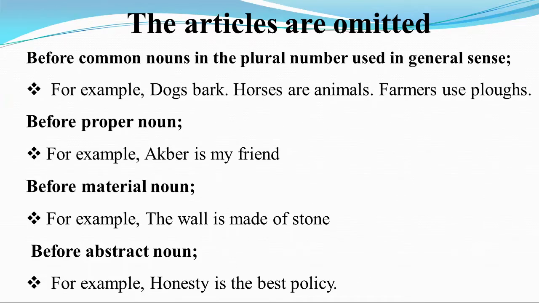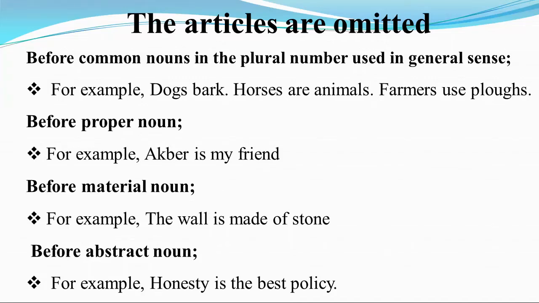Okay, now let's see where the articles are omitted. Articles are not used before common nouns in the plural number used in a general sense, like dogs bark, horses are animals, farmers use plows. We will not use any article with dogs, horses, and farmers because they are used in a general sense here. And never use an article before a proper noun.